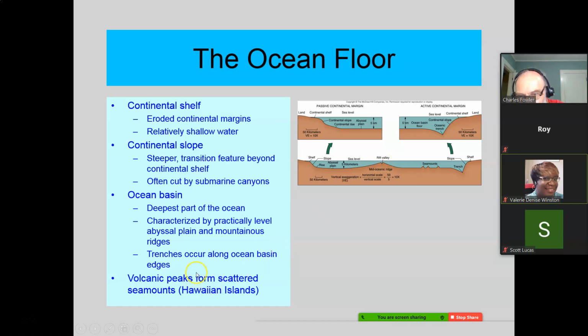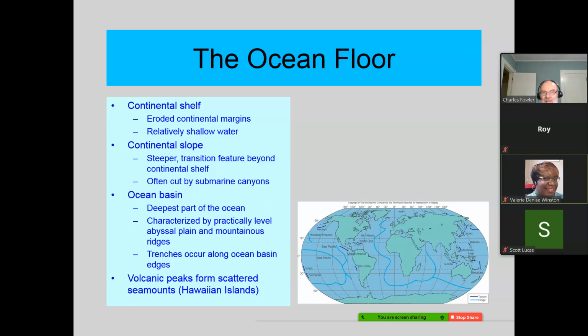Now, volcanic peaks form scattered seamounts. Those could be those seamounts. This is certainly a seamount. The Hawaiian Islands are. All of your chain islands, pretty much in Pacific or Atlantic, are these volcanic peaks and form those seamounts. When they break the surface, they become islands. When they're underwater, they are called seamounts. Okay.